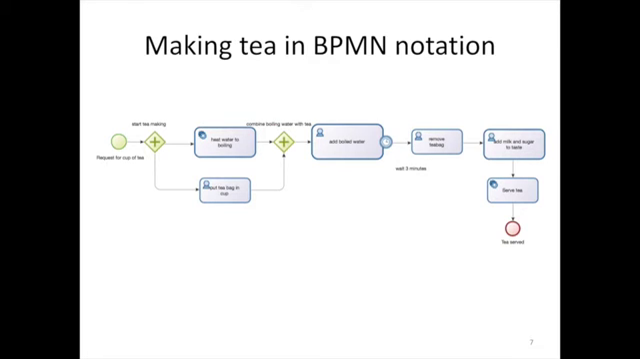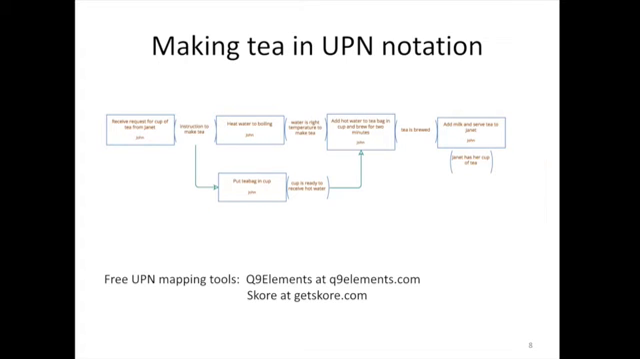There is a simpler and more appropriate notation which is designed to support communication and collaboration within an organisation. And this is the Universal Process Notation, UPN. I'll show you an example on the next slide. The Universal Process Notation, UPN, is simple to understand, and this notation also allows process reporting and analysis. I recommend that you investigate the tools Q9 Elements and SCORE if you're serious about business process improvement and organisational change.